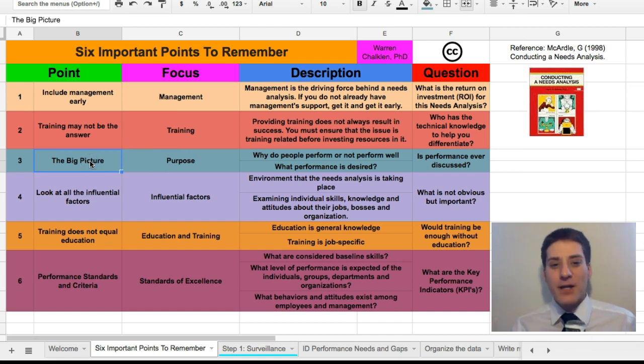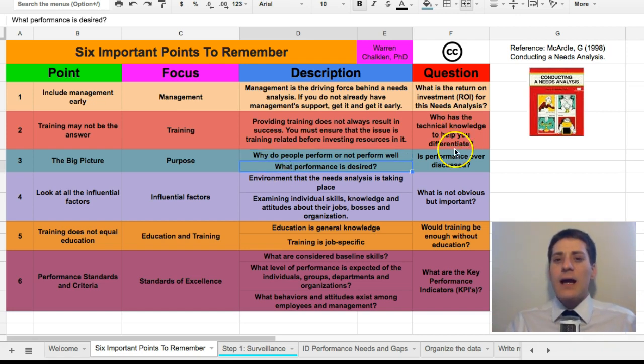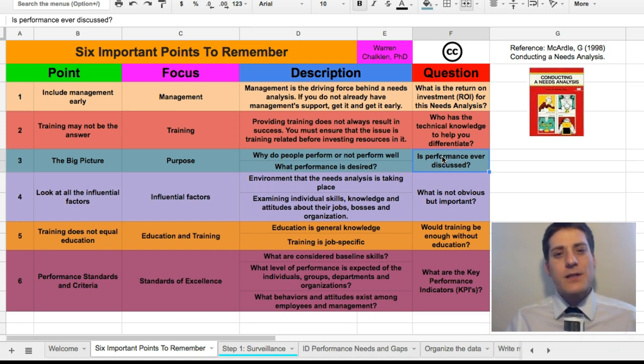Thirdly, let's think about the big picture. What is the purpose of the needs analysis? It's easy to identify gaps sometimes, but what is it about your intervention that will help this organization actually understand why these gaps are emerging and the impact of these gaps on the performance of the organization? So some key questions you could think about is, why do people perform well or not perform well? And what performance is desired? And something that I like to really throw in there as well is asking the question whether performance is discussed at all in the organization, something for you to consider.